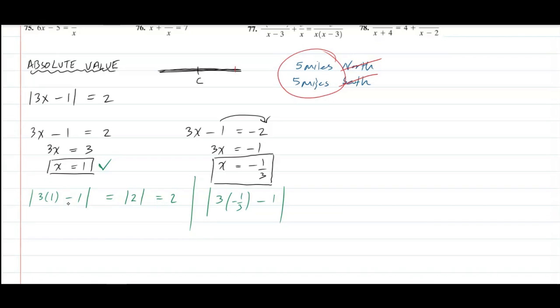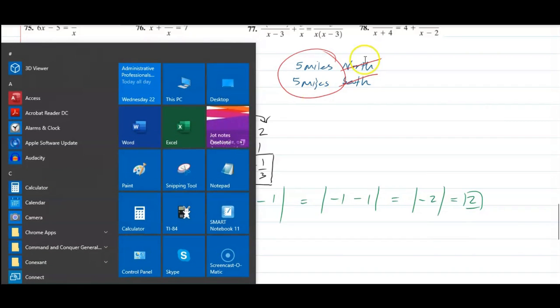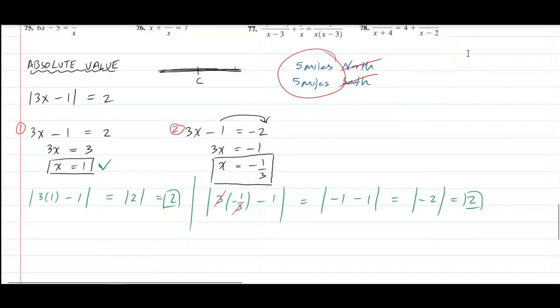What's going to happen? The 3 and the 3 are going to cross off. So you'll be left over with the absolute value of negative 1 minus 1, which is equal to the absolute value of negative 2. And what's the absolute value of negative 2? It's actually 2. And so what I'm trying to say here is that's why we broke this up into 2 spots. What happens is a lot of students only remember that we were taught to break things into 2 parts, and that's all they do.